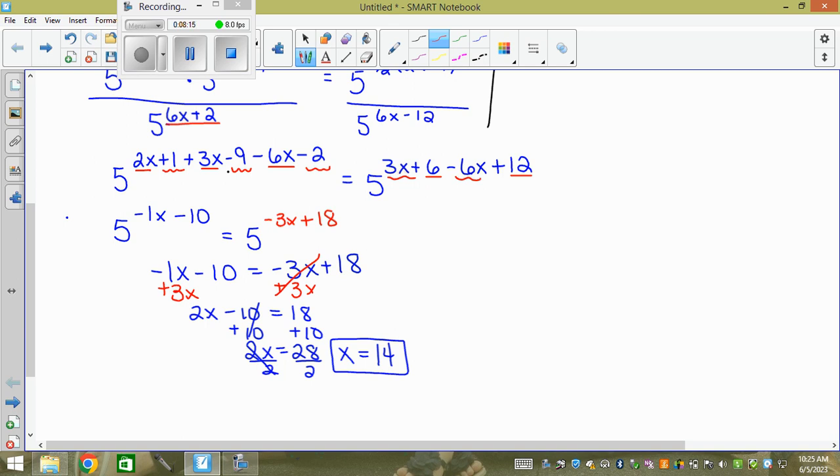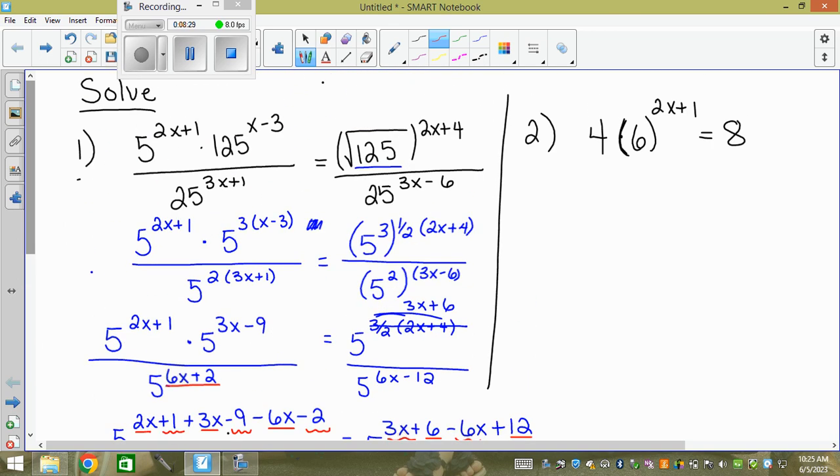Okay, the second one is an exponential equation with one exponent. An exponential equation with one exponent I can convert to a log. I should know that. That should pop into my head immediately. How can I convert to a log? I must only have 3 pieces of information. I currently have a 4, a 6, an 8, and a 2x plus 1. That's 4 pieces of information. I can't convert until I have 3 pieces of information.